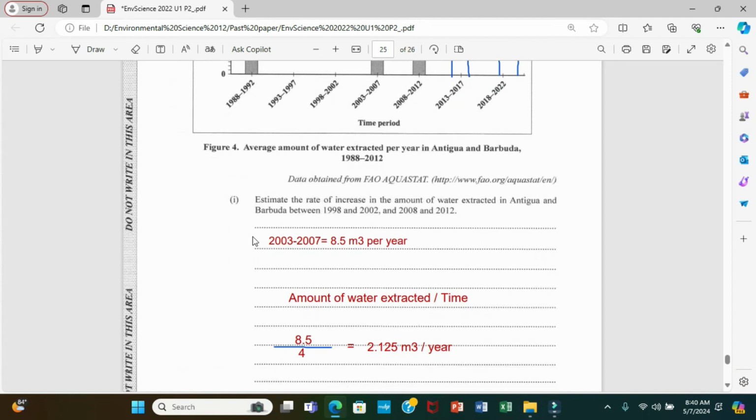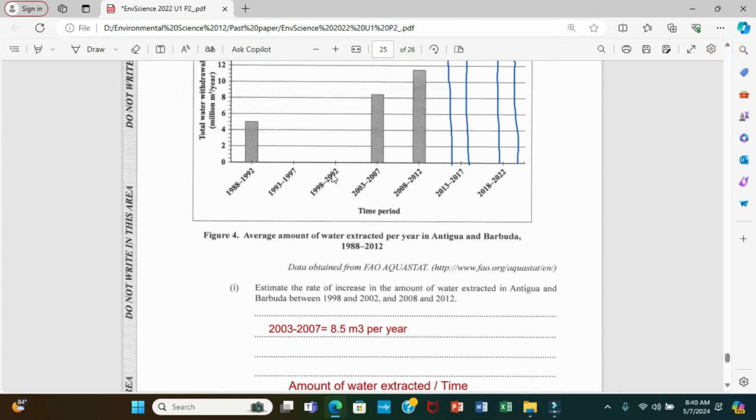It says, estimate the rate of increase in the amount of water extracted in Antigua and Barbuda between 1998 and 2000 and 2008 and 2012. So between here and here, this is what they want. So they want you to work out the rate.